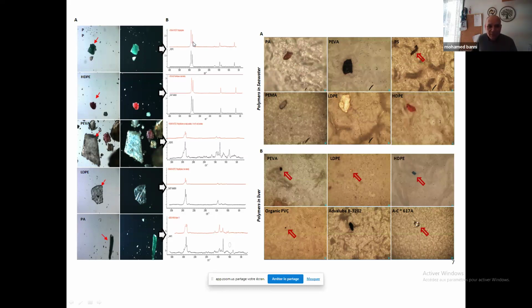So the micro-Raman is mainly to identify the microplastic's chemical type: polyethylene, polyethylene terephthalate, high density polyethylene, PVC, and so on. So we have the database, and we just have to compare.